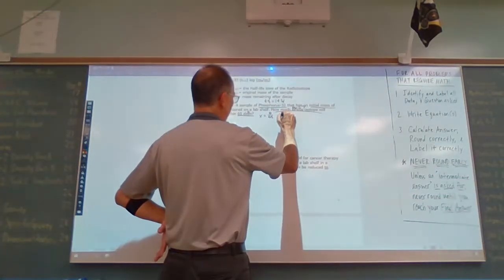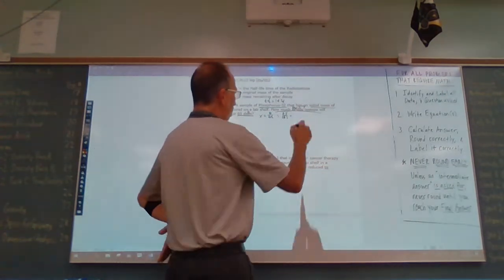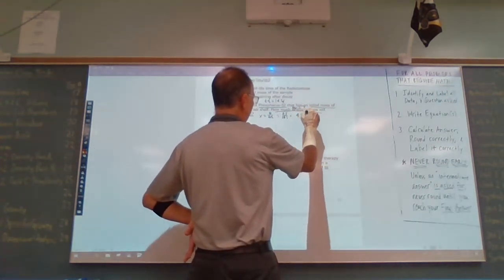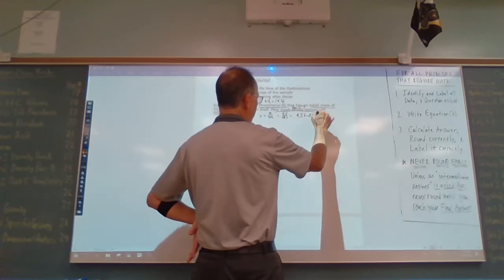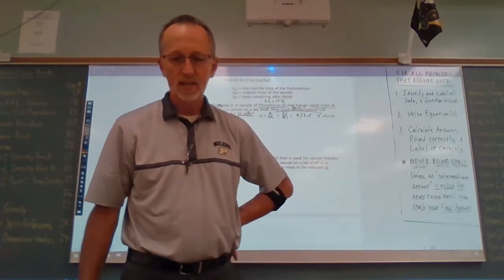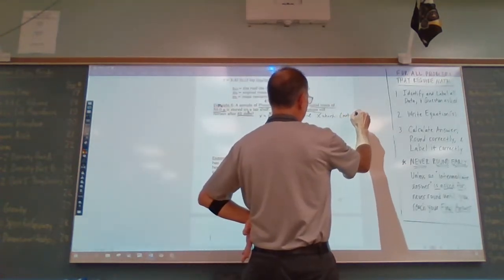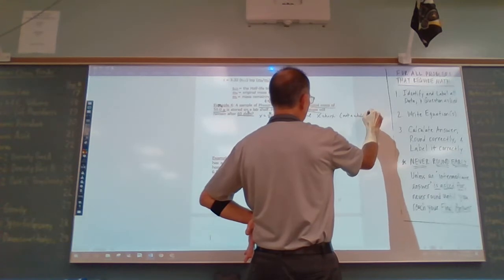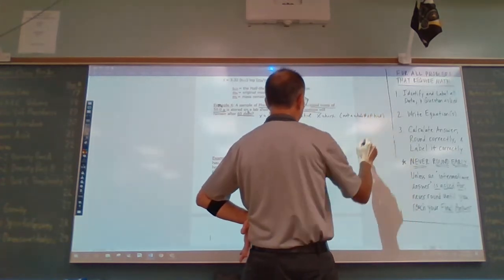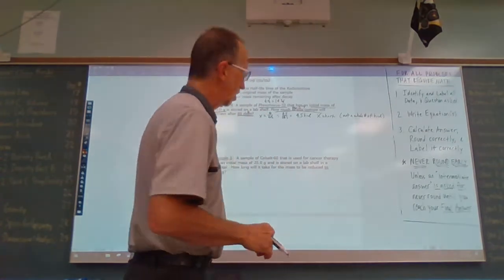So if we take 65 over 14.3, we get 4.5 half-lives, which means we cannot chart it. No can do. It's not a whole number of half-lives. So the charting method is out, and we're going to have to use the logarithmic method.